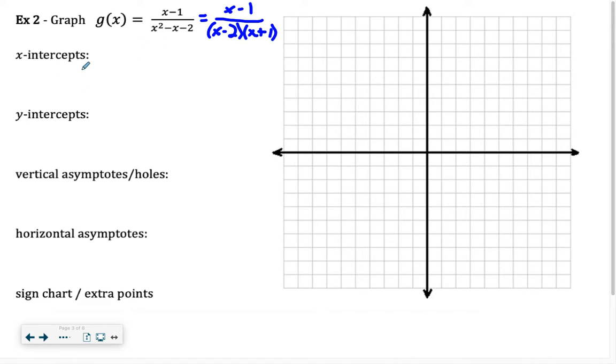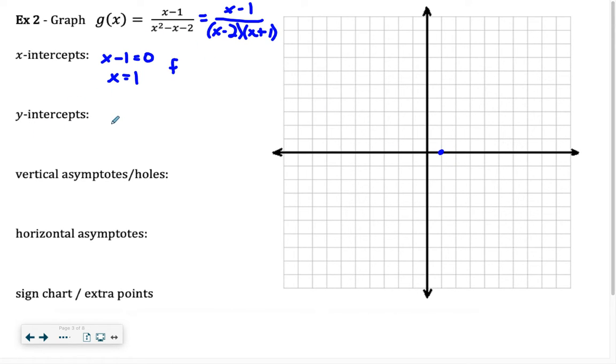So now, to find x-intercepts, we want to set this equal to 0. And remember, we just said that was essentially setting the numerator equal to 0. So x minus 1 equals 0. Right? Add the 1 over, and we'll get x equals 1. So if I plug 1 back in, that tells me that the point (1, 0) is on the graph.